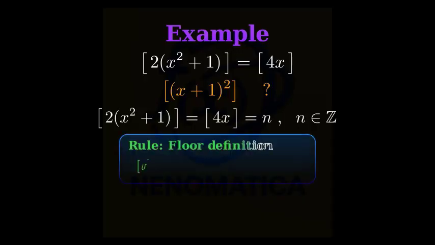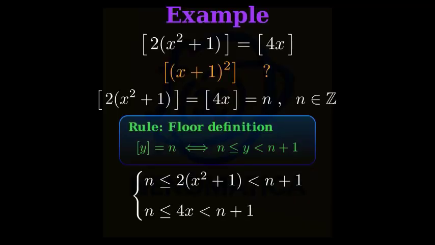We will repeatedly use the definition of the floor function. Floor of y equals n if and only if n is less than or equal to y and strictly less than n plus 1. Applying the definition to each floor, we get a system. n is less than or equal to 2 times (x squared plus 1), and strictly less than n plus 1. And also n is less than or equal to 4x, and strictly less than n plus 1.